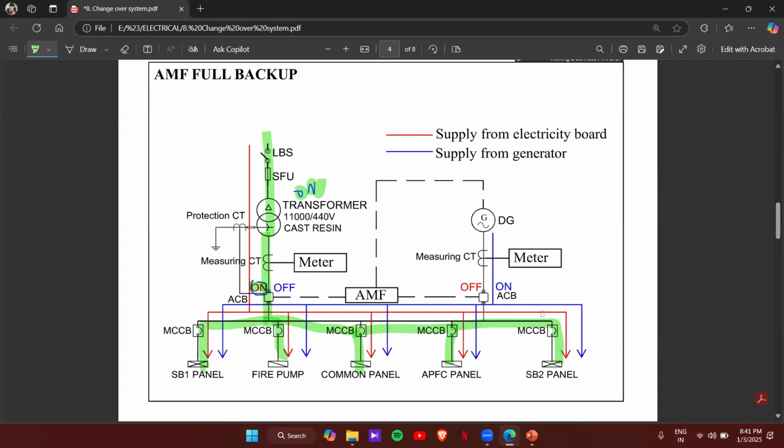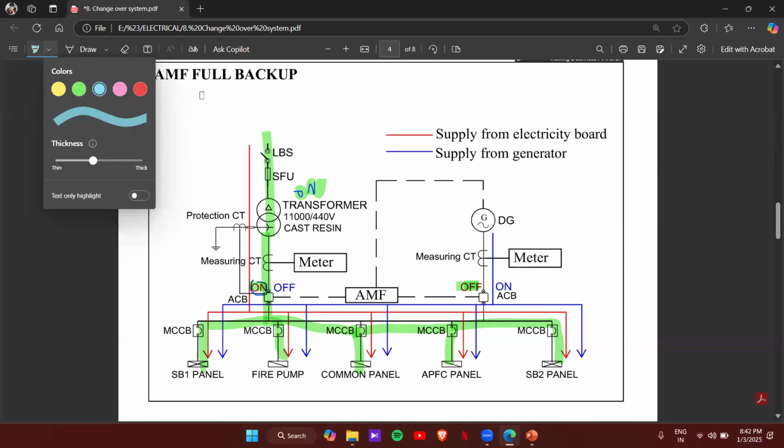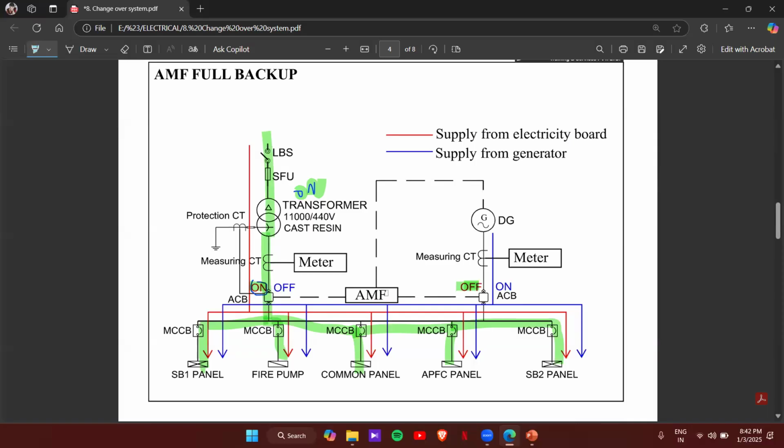At the same time, the DG side will be in off condition. So on the normal side, the transformer side will be on and the DG side will be off. And if there is no supply, let's assume there is no supply from the transformer side, the AMF will detect that. AMF is connected to both the transformer side and the DG side. So if there is no supply from the transformer side, AMF will sense that and send a signal to the DG and the DG will be turned on.